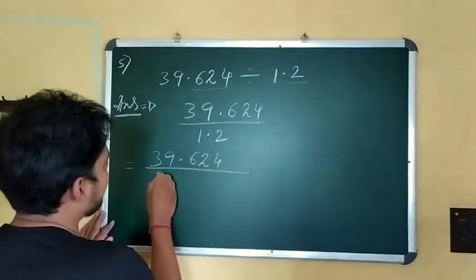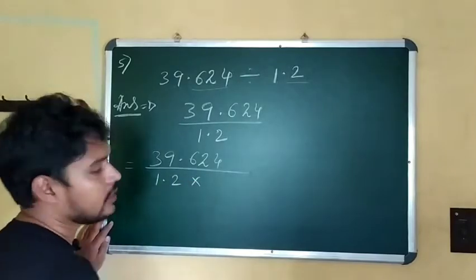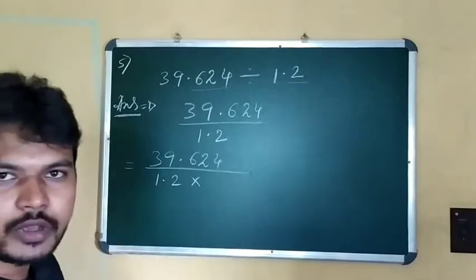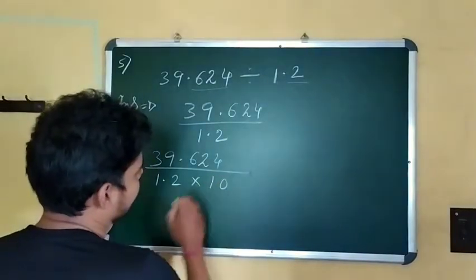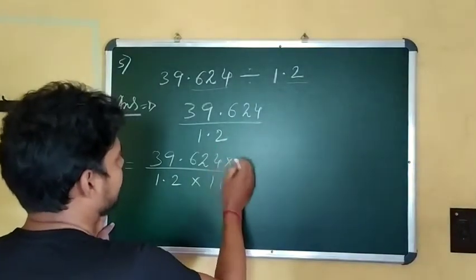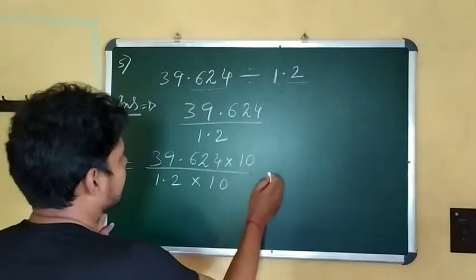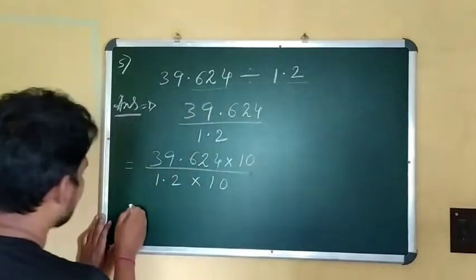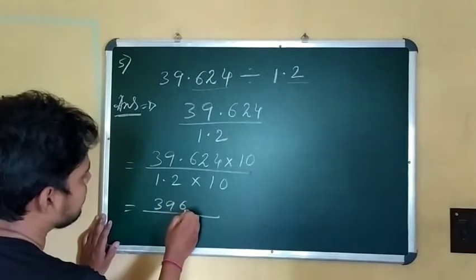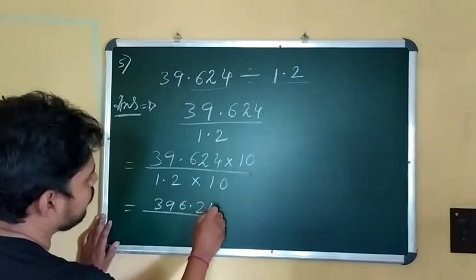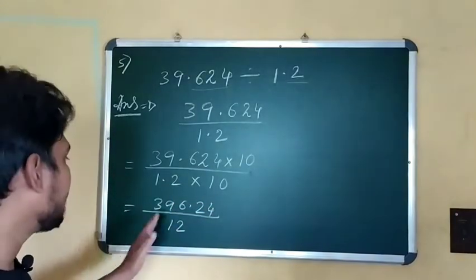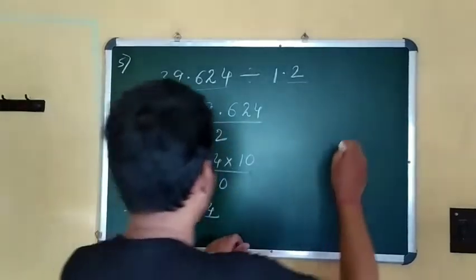Then in the second line you write down 39.624 divided by 1.2. Now students, you can say by which number we have to multiply this so that it will be converted into a whole number. We have to multiply by 10. You have to multiply the numerator also by 10. Then you can see that it becomes 396.24 and 12. Now you have to divide 396.24 by 12.